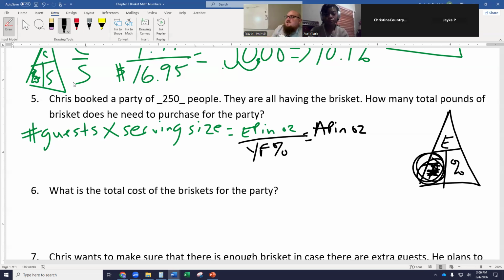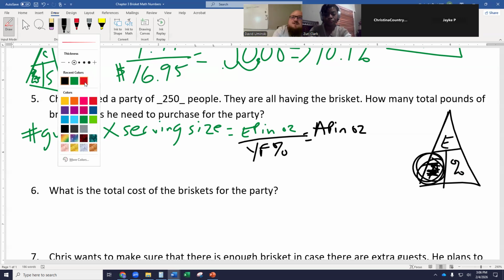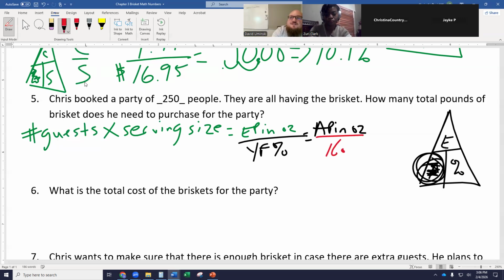Now, do I call up Cisco and say, hey, I need 4,000 ounces of brisket? No. How do we order meat? By the pound. So now this is where we have to divide by 16 ounces to get our as purchased in pounds. Okay? So you see, it's very much step by step by step.